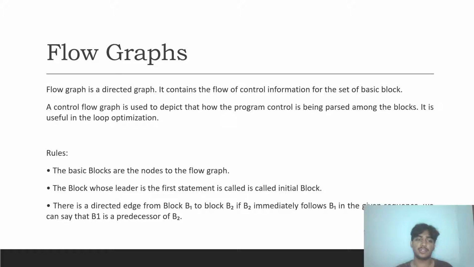And we have three fundamental rules. The basic blocks we have are the nodes for the graph. The block whose leader is the first statement is always known as the initial block, like we discussed earlier. And there is always a directed edge from block B1 to block B2 if B2 immediately follows B1 in the given sequence. We can say that B1 is a predecessor to B2.